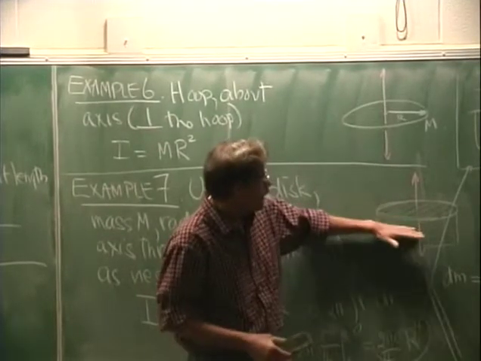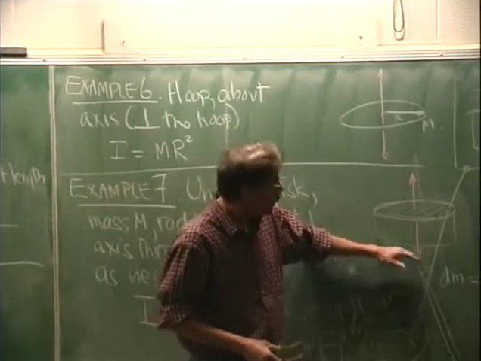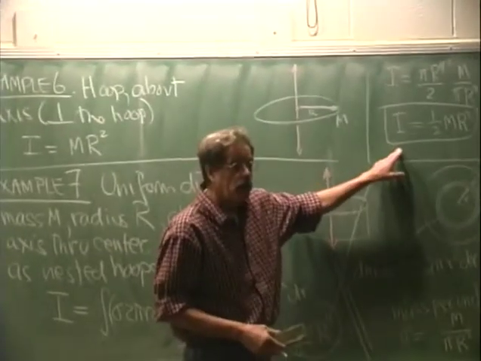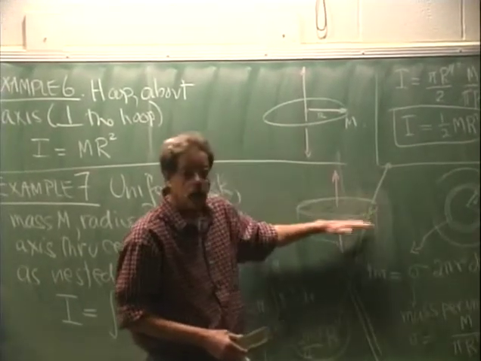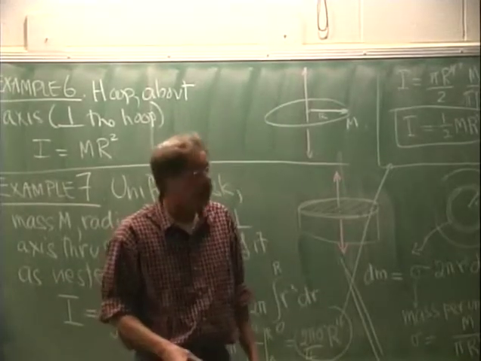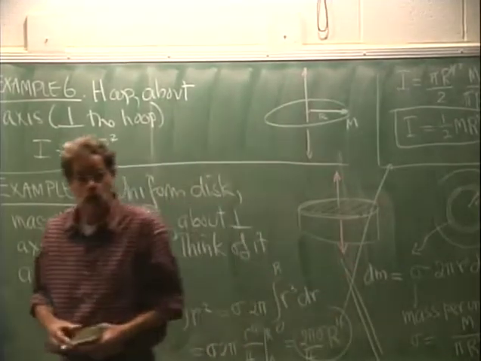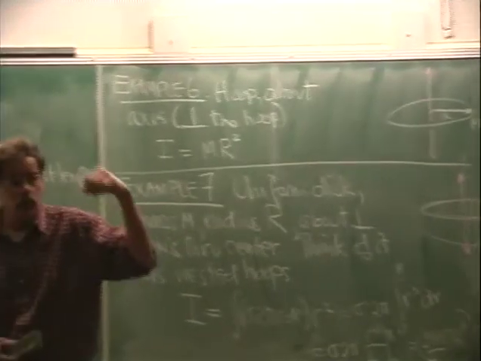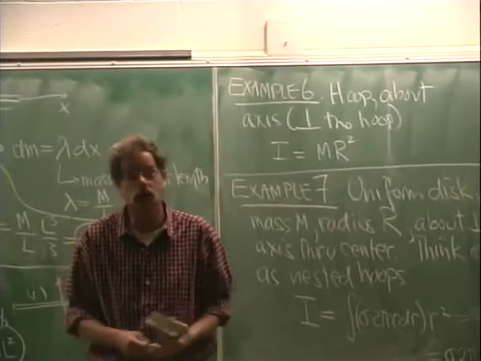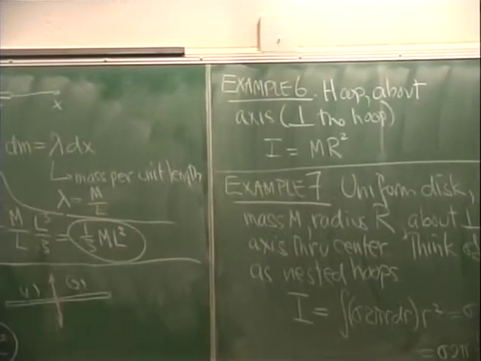I could think of it as a stack of pancakes, each one of which has a moment of inertia 1/2 m_i r squared, and I just add up all the m_i's and I get the total mass of the whole thing. So this is also true for a cylinder. I've done a uniform cylinder about an axle along the axis of a cylinder.